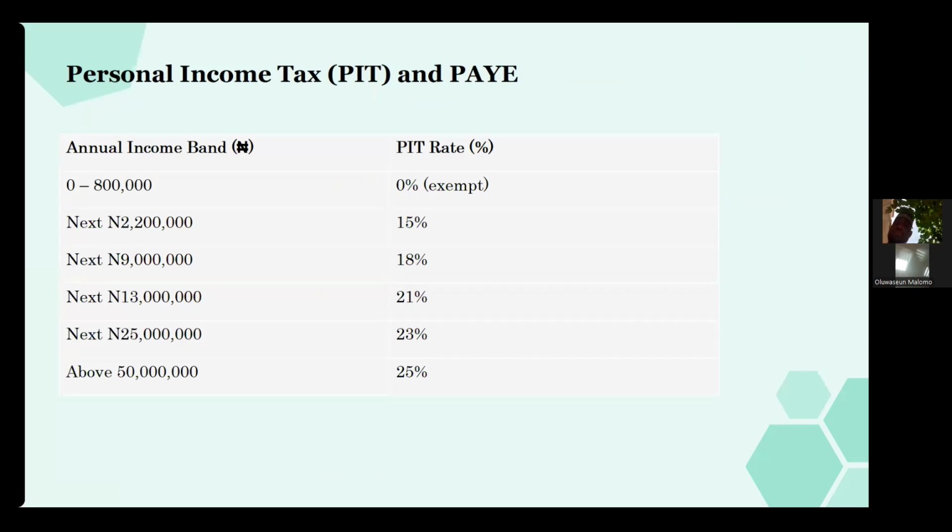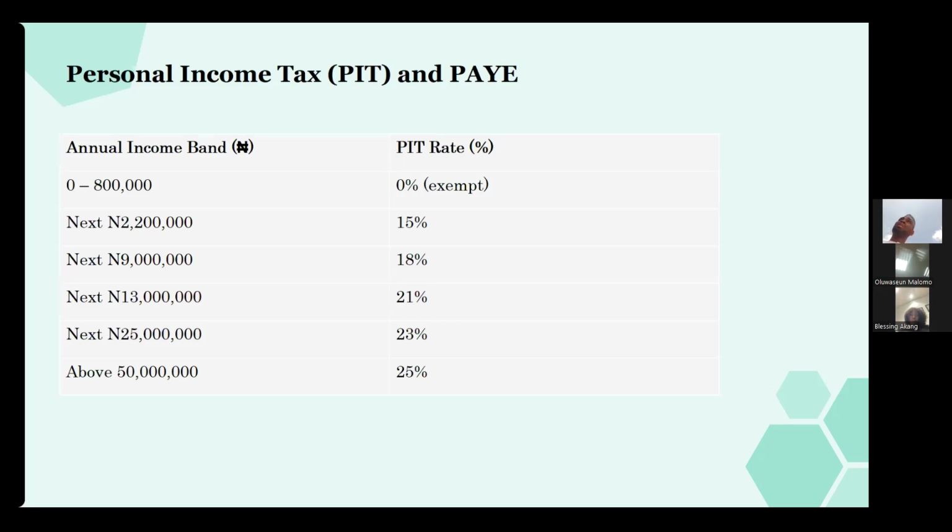So the next 2,200,000 is now subject to 15%. Then the next 9 million is now subject to 18%. And the next 13 million is subject to 21%. Then we have it like that. Now let me explain better.